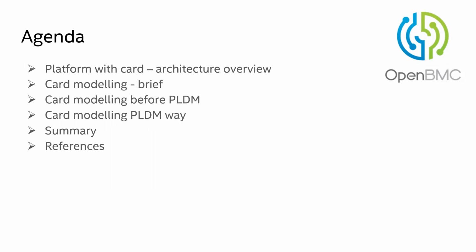First we want to start with a platform with card and a high-level architectural overview. After that, we will go through a brief overview of card modeling, what we mean by card modeling, followed by how it was done before PLDM, a few years ago, and how card modeling is projected the PLDM way, or how it has to be done. Then a quick recap with a summary, and reference materials; when the PPT is distributed, you can have a look at the references.